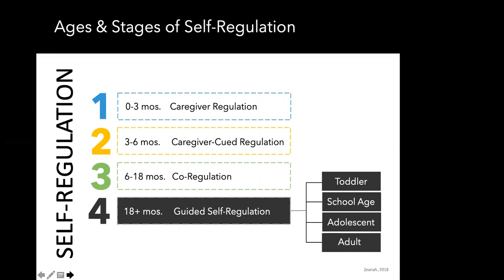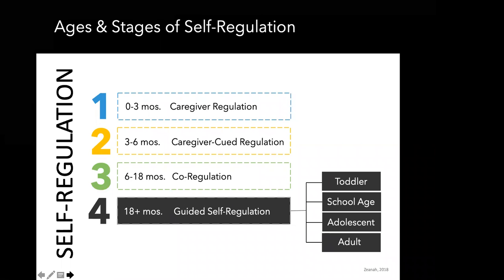From 0 to 3 months, caregiver regulation. Let's think about what that means. An infant at this stage, from 0 to 3 months, they're dependent on their caregiver. They're dependent for sleep, food. All of their needs at this point are being dictated by their caregiver. They don't have any visible cues, any auditory cues. They're completely dependent on their caregiver for regulation.